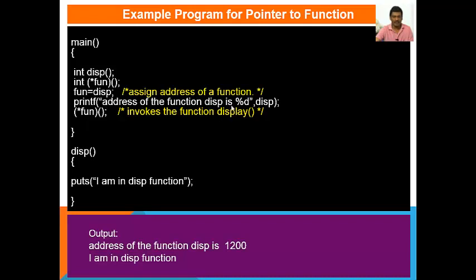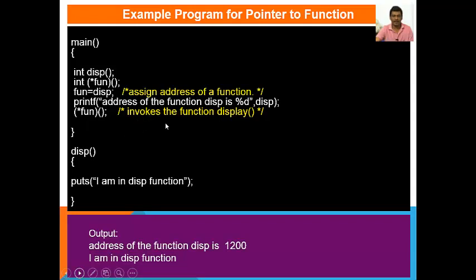Printf address of the function disp is percentage d. If we put it like this, disp gives the address of that function. For example, 1200. The statement displays the address of the function disp like this. All addresses are in integer format, so we put percentage d. So it displays 1200. Then here we call the function through the pointer to function variable. We can simply call it by using the name disp followed by parentheses and semicolon.